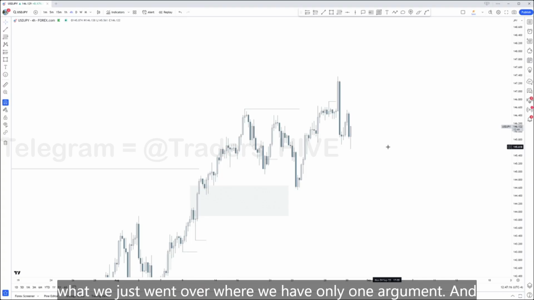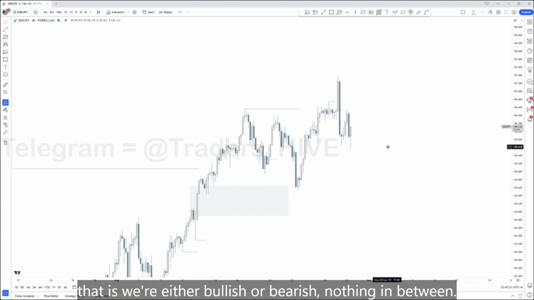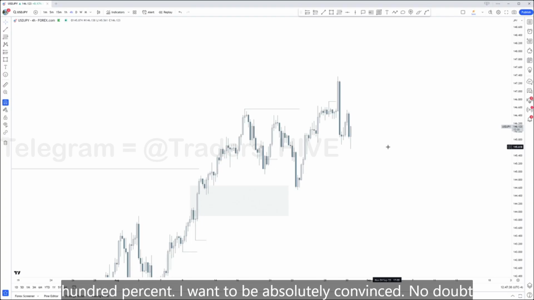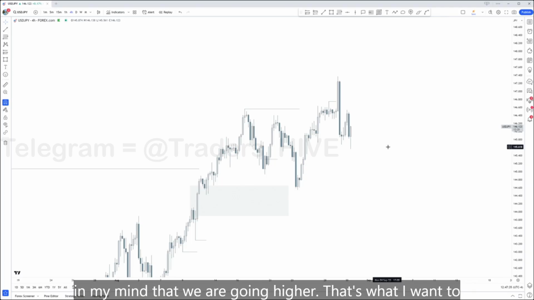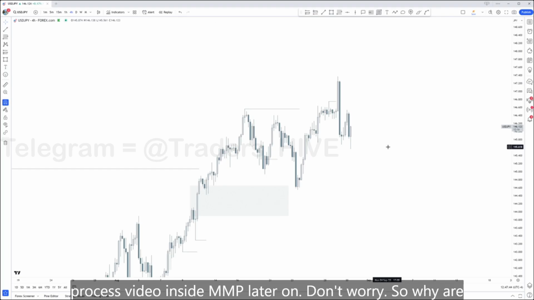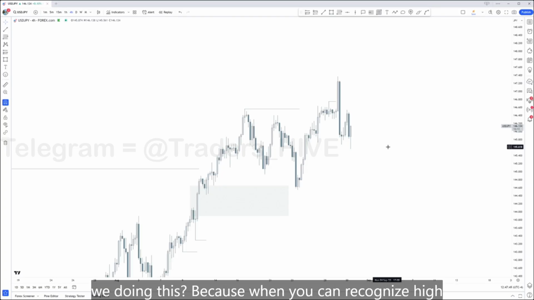And that is what we just went over, where we have only one argument, and that is we're either bullish or bearish, nothing in between. 90% bullish and 10% bearish is not enough for me. I want 100%. I want to be absolutely convinced. No doubt in my mind that we are going higher. That's what I want to achieve. So how can you do that? Again, bullish and bearish arguments, which we'll also touch on in the filtering process video inside MMP later on. Don't worry. So why are we doing this?